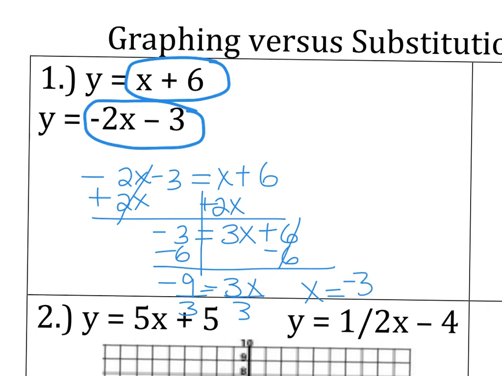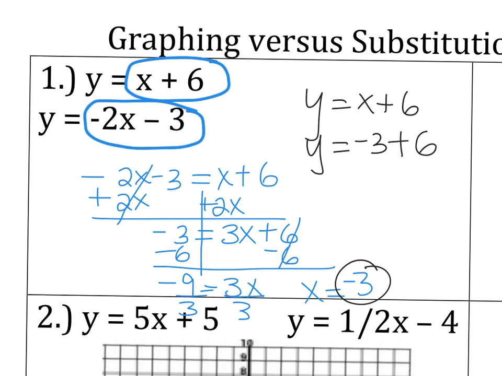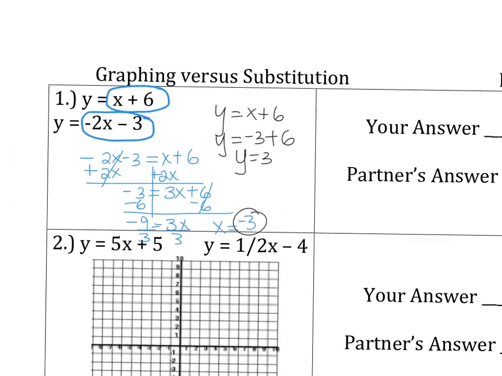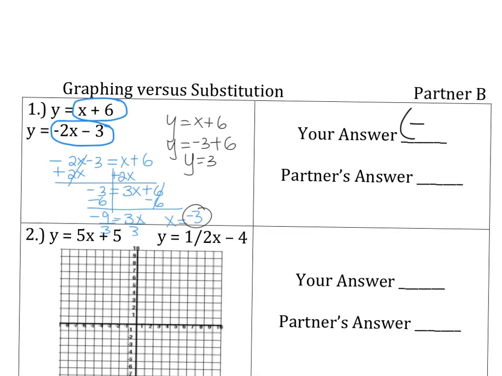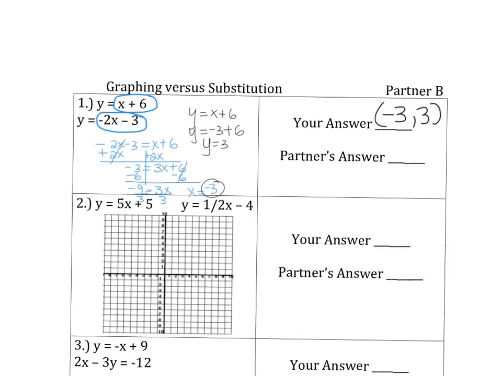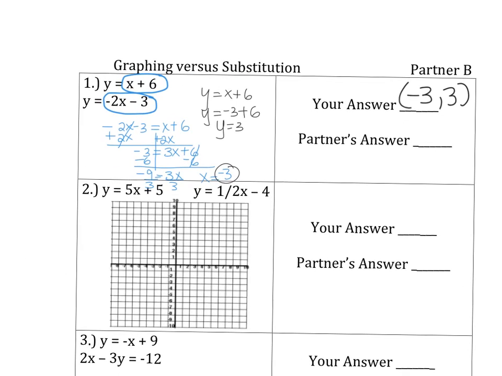So now we have to take that answer and plug it back in to find another one. So if I use the top example, because I think it's easier, it says x plus 6. So negative 3 was my x. So plus 6 is going to give me 3. So when I go to my answer, I should have negative 3 and then 3. So your partner, whoever is doing question 1 on paper A, is going to have the same answer if they did it correctly.